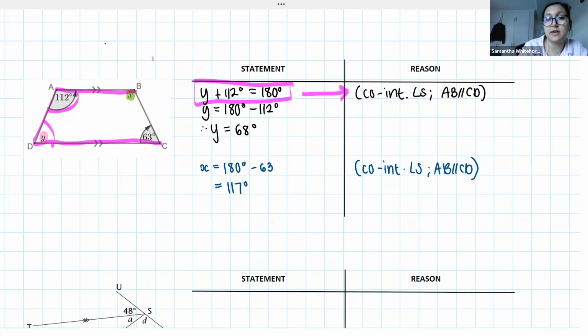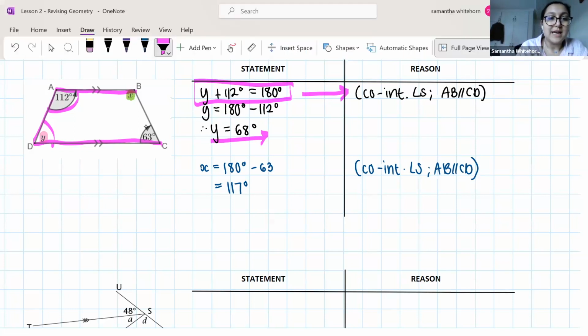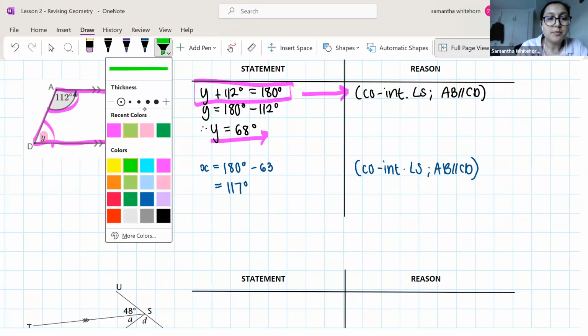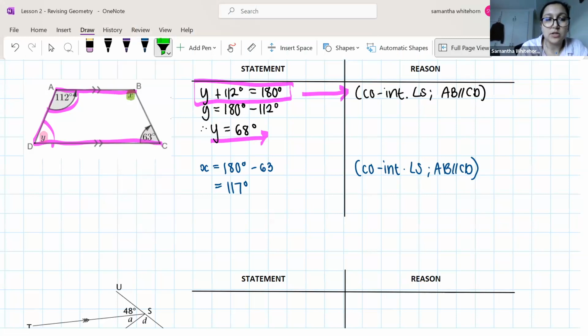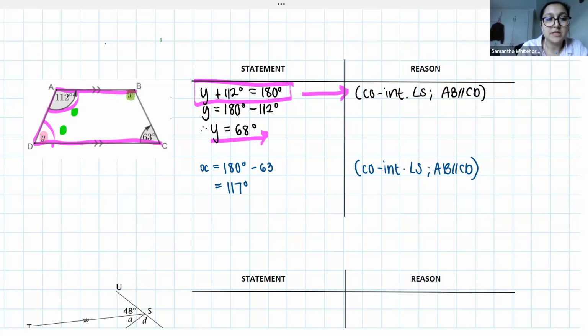That's what co-interior angles means. And then I just solve for y. So I got that y was equal to 68 degrees. And then we have the value of y. In order for us to get x, there's two ways that you can do it. Option 1 is to use angles in a quad. So 112 plus the 68 that y is plus 63 plus whatever x is must give us 360. That's absolutely fine to use.